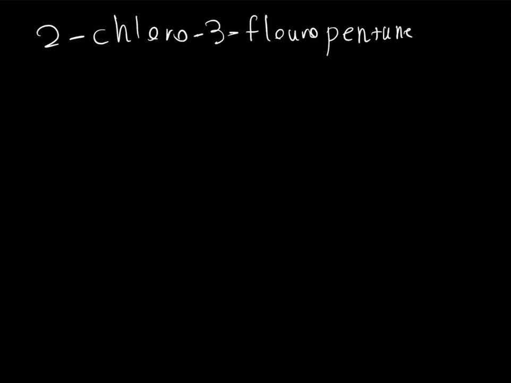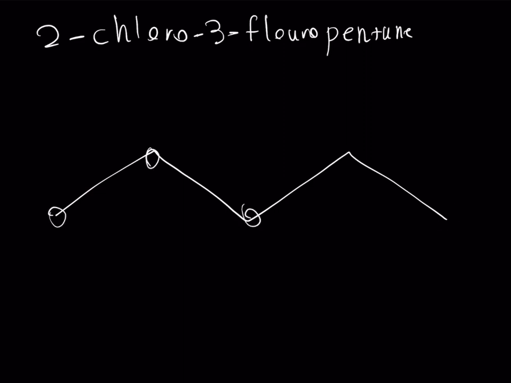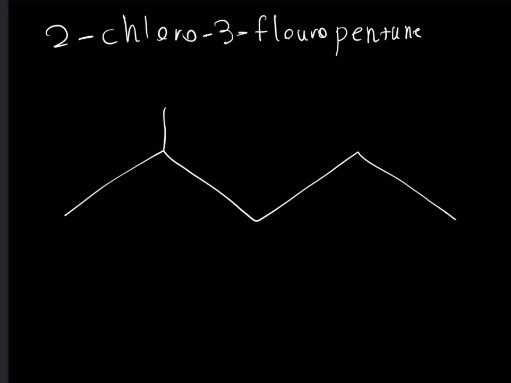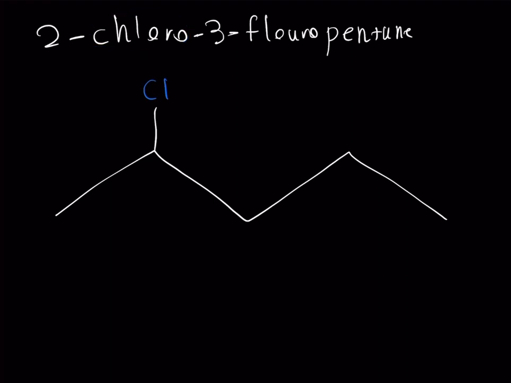Let's draw 2-chloro-3-fluoropentane. Once again, pentane is 5 carbons. I'm not going to number them this time, it's just 1, 2, 3, 4, 5. You already know that. On carbon number 2, we have a chlorine because it's chloro. On carbon number 3, we have a fluorine. So that's F. And that's the structure.